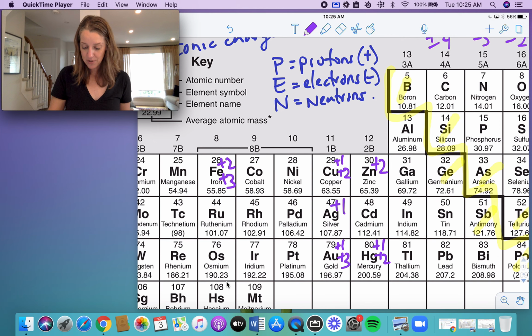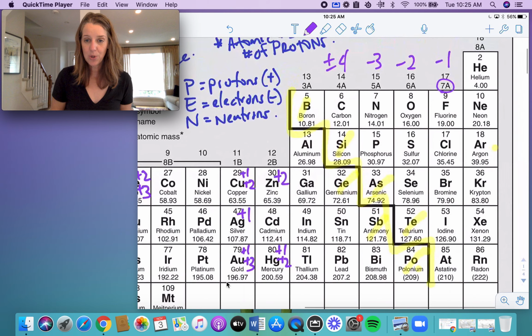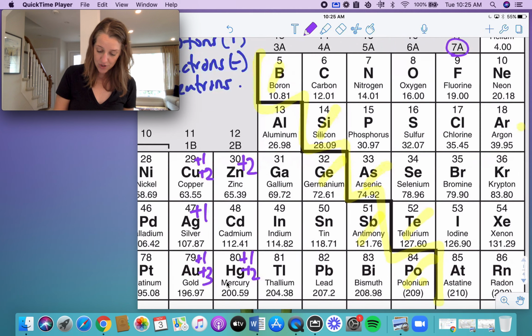There are a couple of others on this side that we're going to look at that have more than one ionic charge. These are the ones we're going to memorize. Tin and lead are both in group 4. That's an even number. Their ionic charges are the same: +2, +4, +2, +4.